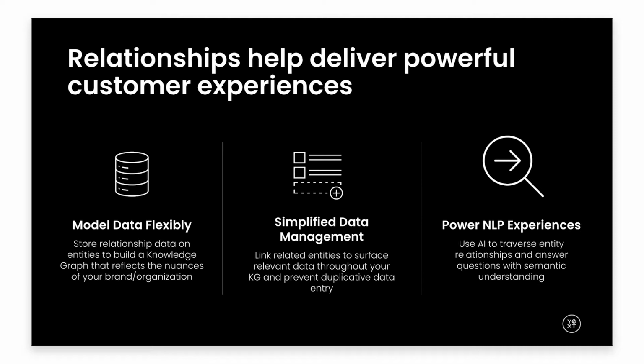So like which cars have Michelin tires at the Main Street location. Because of the knowledge graph structure, algorithms are able to interpret these questions semantically and use AI to traverse these relationships and then ultimately deliver the right answer to your customer.